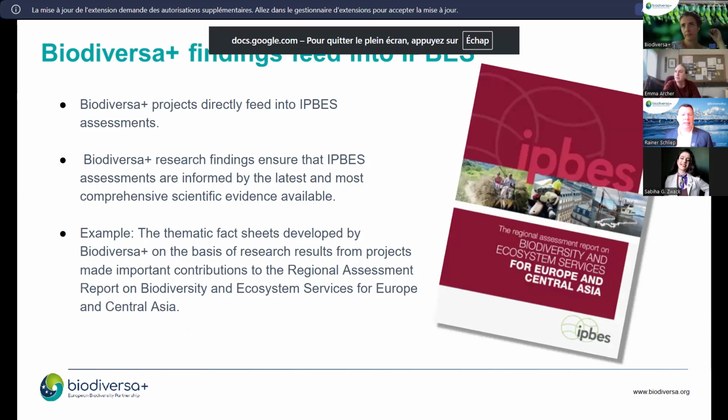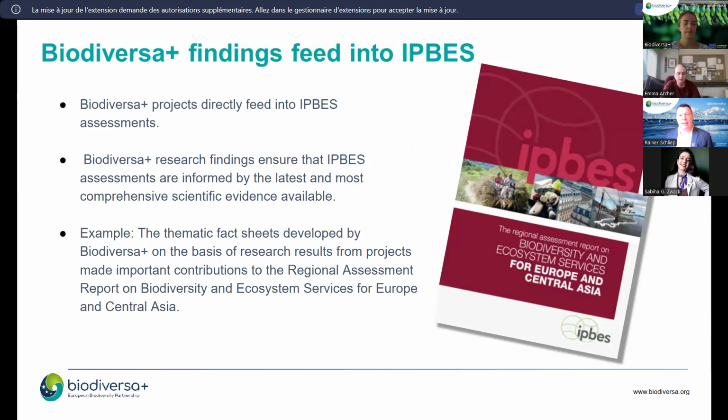Firstly, Biodiversa Plus projects directly feed into IPBES assessments. The research findings from Biodiversa Plus projects ensure that IPBES assessments are informed by the latest and most comprehensive scientific evidence available. One example of this collaboration is the thematic fact sheets developed by Biodiversa Plus based on research findings from our projects, which have made important contributions to the regional IPBES assessment for Europe and Central Asia. Next slide, please.